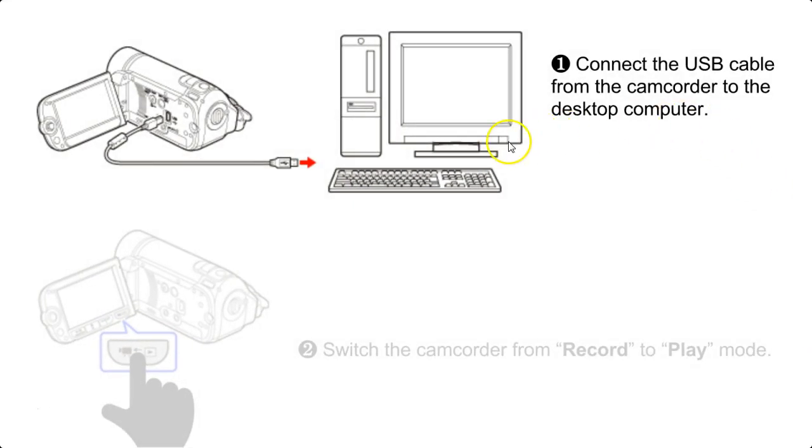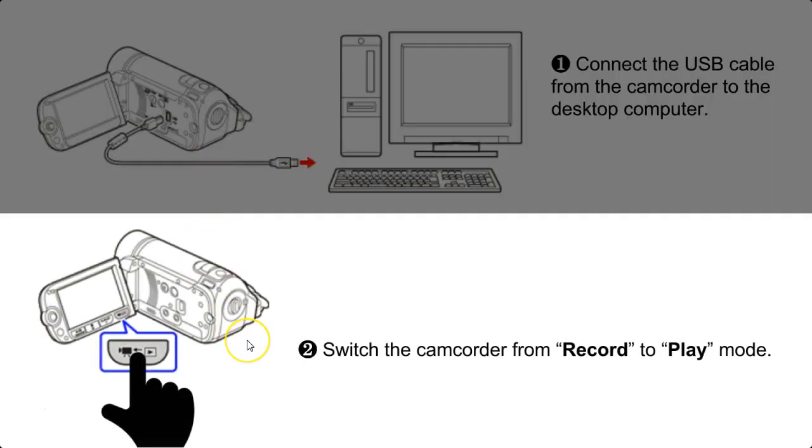First, you're going to connect your camcorder with the USB cable by connecting it to the inside of your camcorder and then the other end of the USB cable to the front of your USB port on your desktop computer. After the connection has been made, make sure you turn the power on your camcorder.